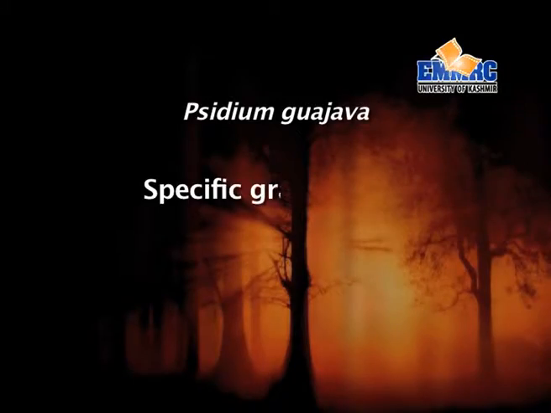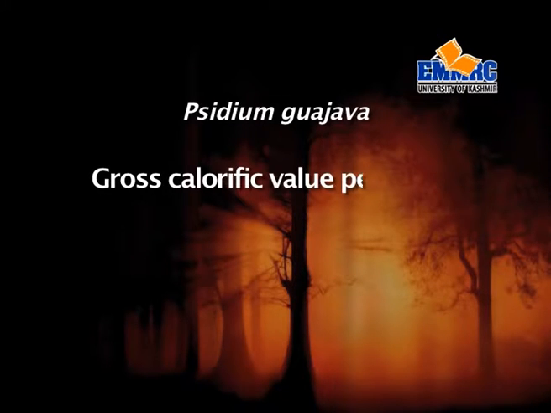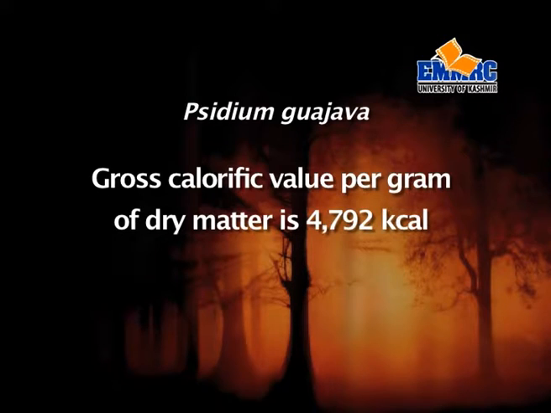The hard, strong, heavy wood has a specific gravity of 0.8 and makes excellent firewood and charcoal. The gross calorific value per gram of dry matter is 4,792 kilocalories with 0.85% ash.